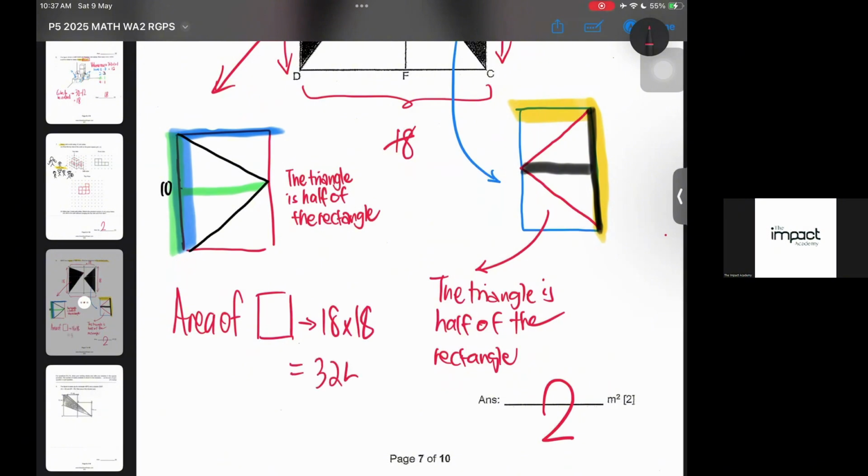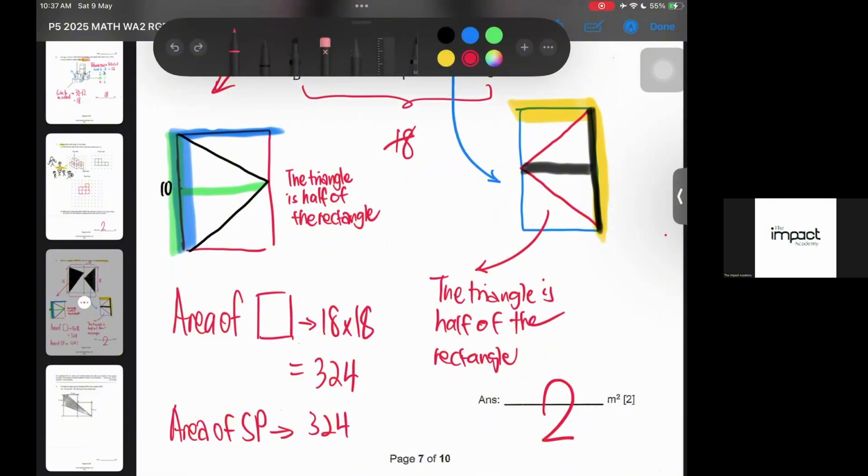Thank you. After that, what I'm going to do is find the area of the shaded part. The shaded part is just half of the square. Do you agree or disagree? 324 divided by 2. Now, I'm going to go around to make sure that you all understand this before I move on to the next question. And that's the reason why your answer, as you can see over here, is 162 centimeter squared.